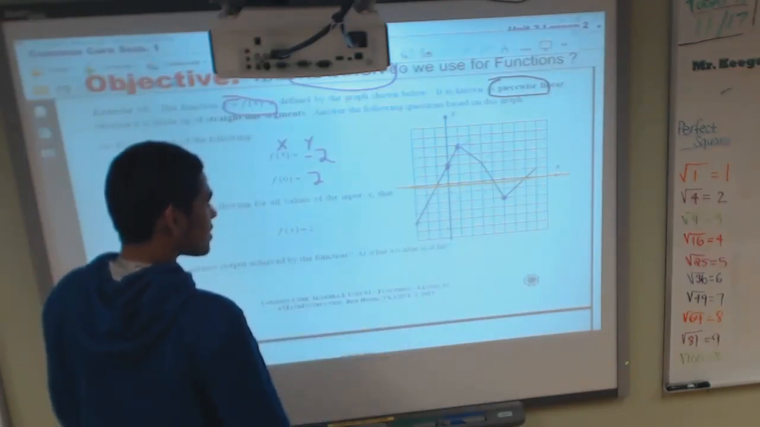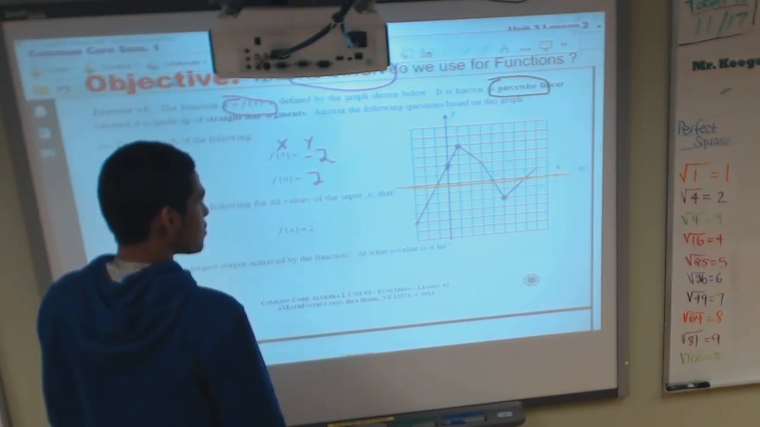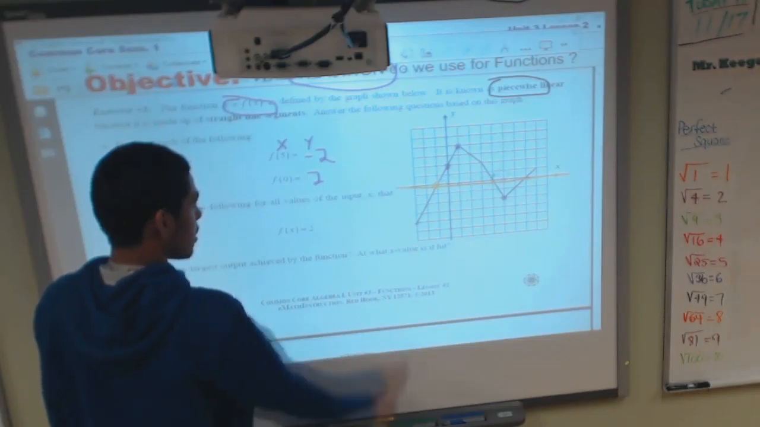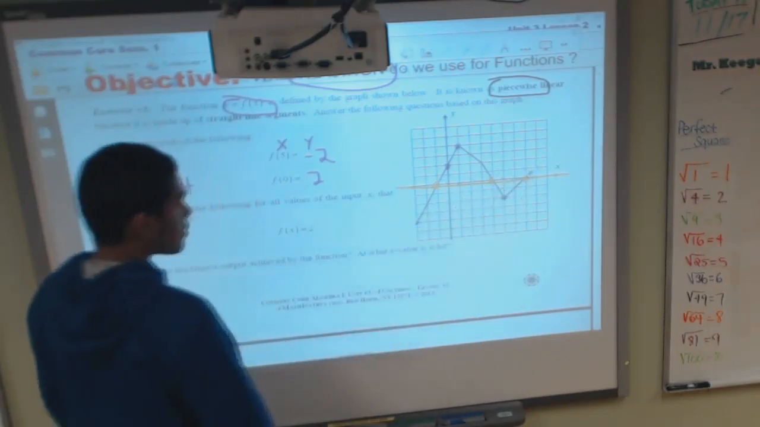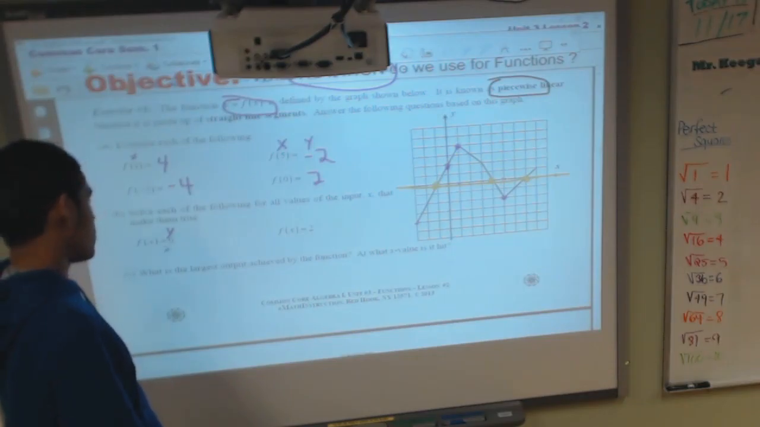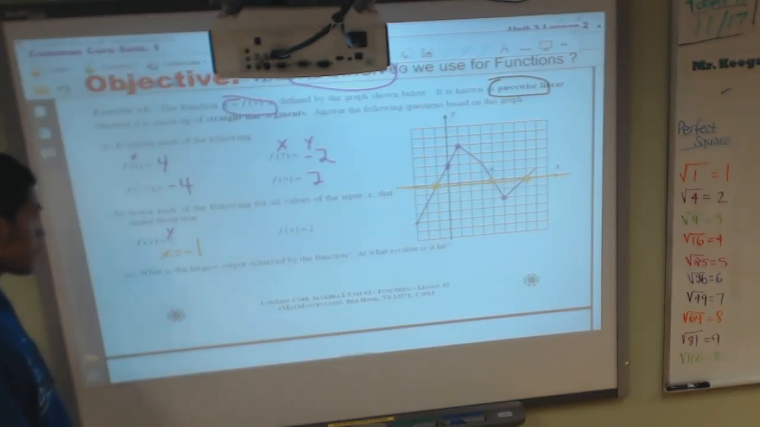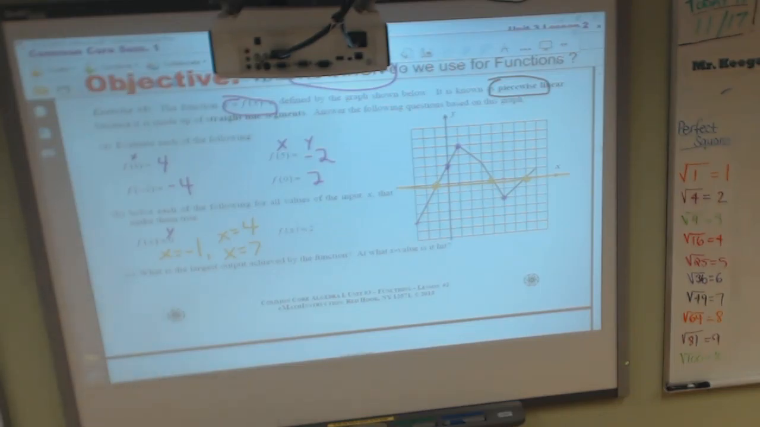How many places does the graph cross that yellow line? 3 times. Right here, right there, and right there. So what's the value of x right here? -1. Good. X is -1. What's the value of x here? X equals 4. And then the last one, 6 or 7? I think it's 7. 5, 6, 7.